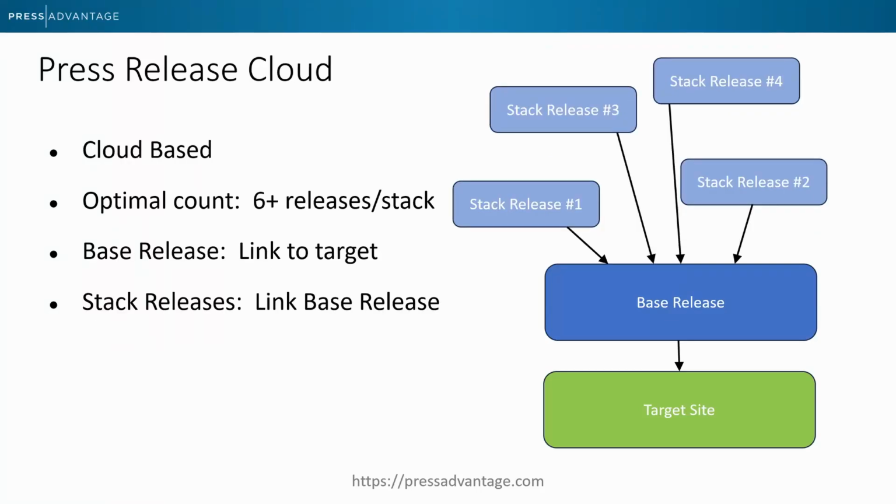Kind of a variant of this is what I call the press release cloud. Similar to the silo before, you have a base release that's linking to the target site, and then you have a bunch of other releases that are not linking back to the original release, they're linking back to the base release. And for this model, I typically say this is one where you're going to go 6 or more. It can be a little bit looser from a topic basis, and we'll cover that again in just a minute here.